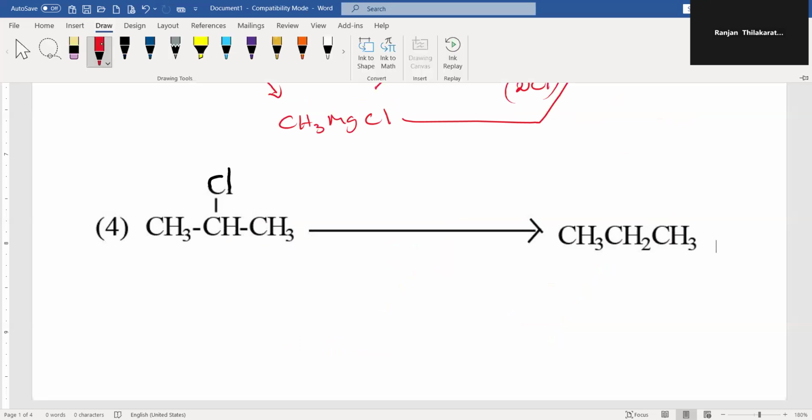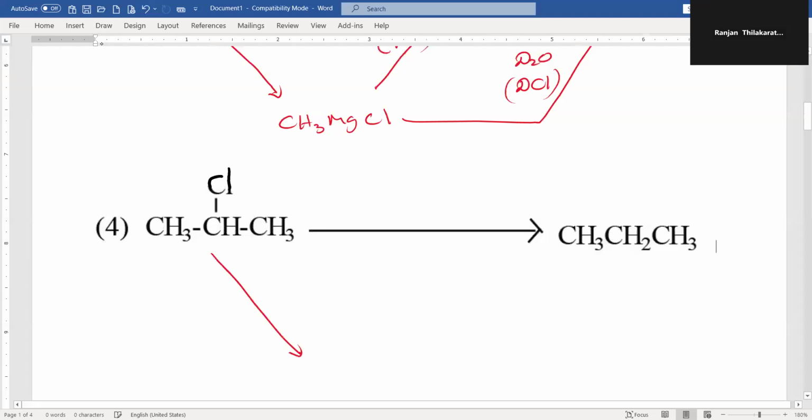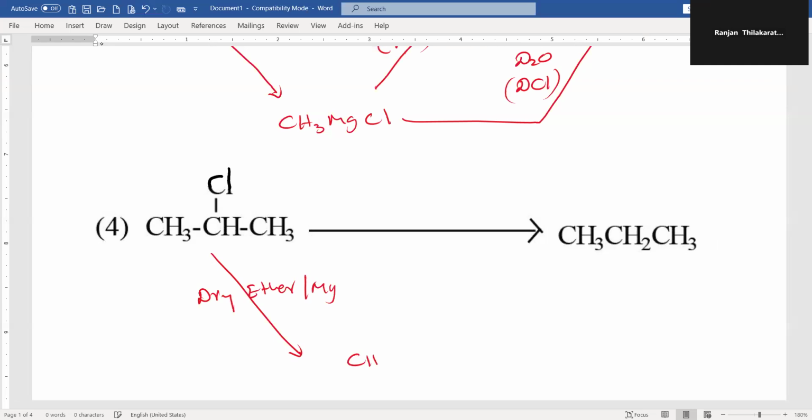Now, if you have Cl here, again you can add the same thing. Dry ether and magnesium, then you will get CH3CHCH3MgCl here. Then you can add water into this, OD, Cl, water, OH, Cl, or any dilute acid, or even you can add the alkyne having terminal hydrogen.